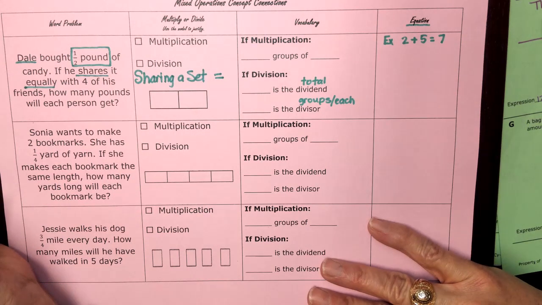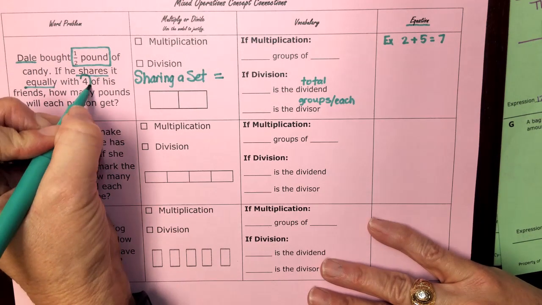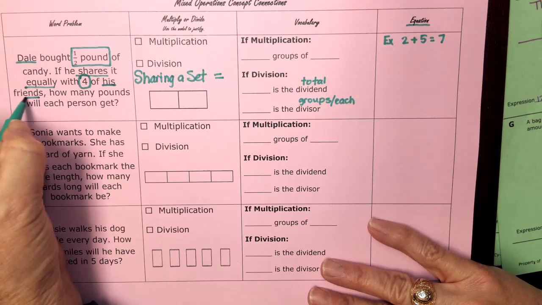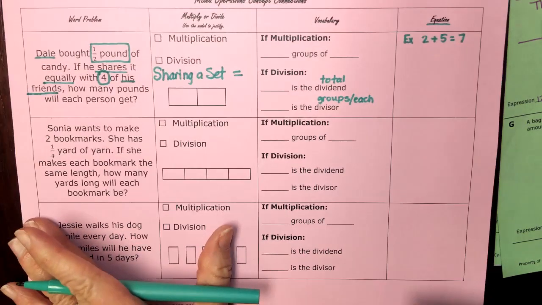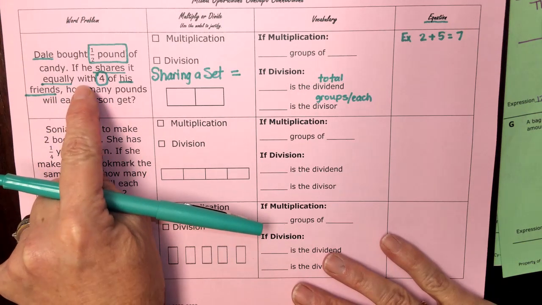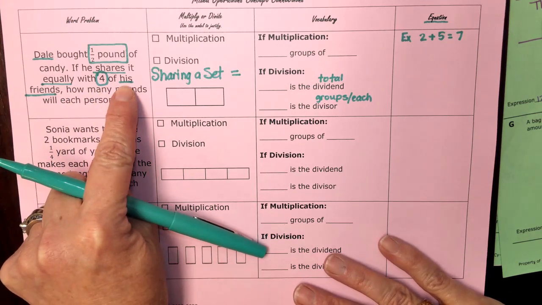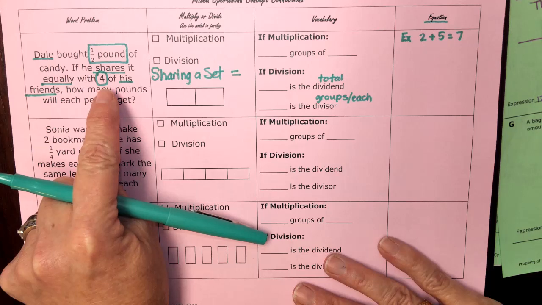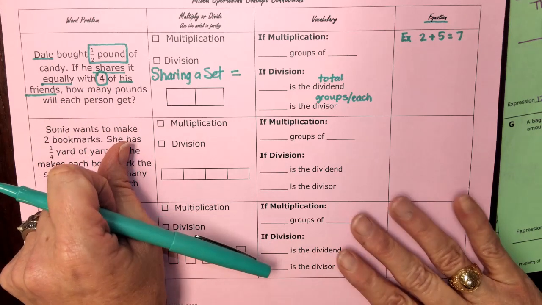And how is he going to share it? He's going to share it with 4 of his friends. Now that's been something we've had to talk about today because a lot of boys and girls are wanting to put Dale as one of the people in this problem. But I really think that if they wanted Dale in this problem, then it would say Dale and his 4 friends. But it's not saying that. So we're going to go ahead and go with 4 friends.